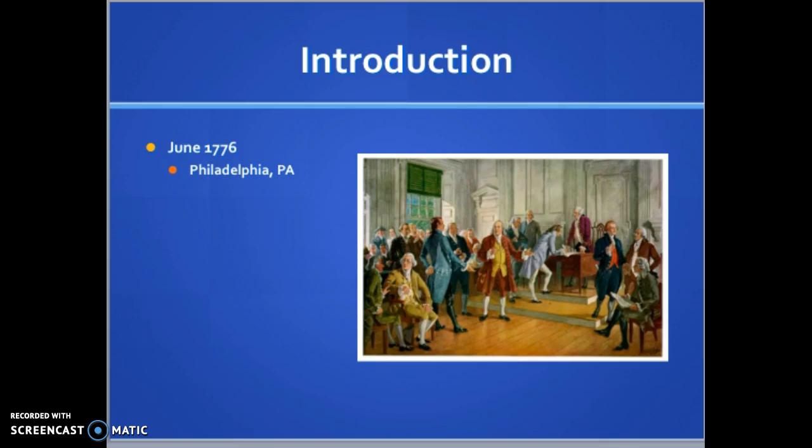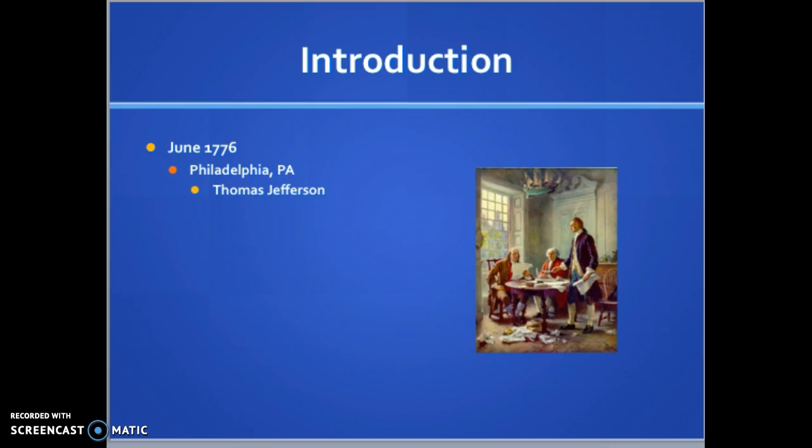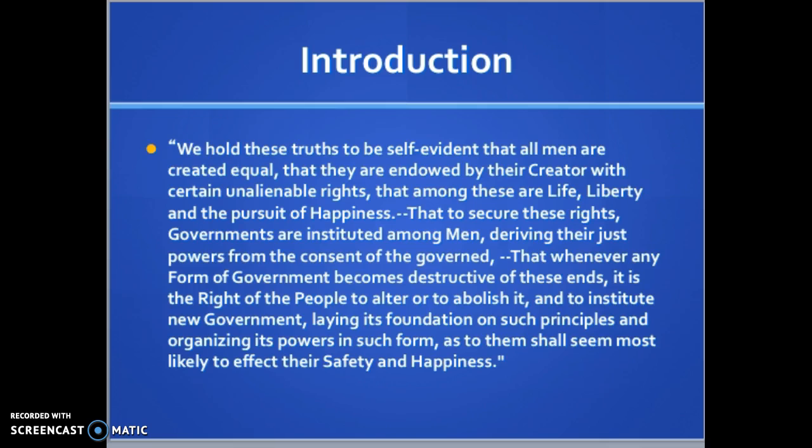Yet the representatives of the colonies said that a statement needed to be made to the world, explaining the reasons behind the push for independence. Thomas Jefferson, a young representative from Virginia, was asked to write the Declaration of Independence. Jefferson did so. Here is part of what he wrote.